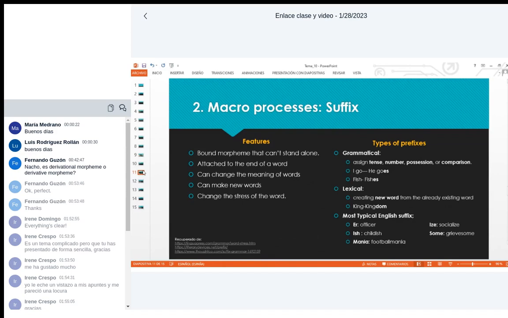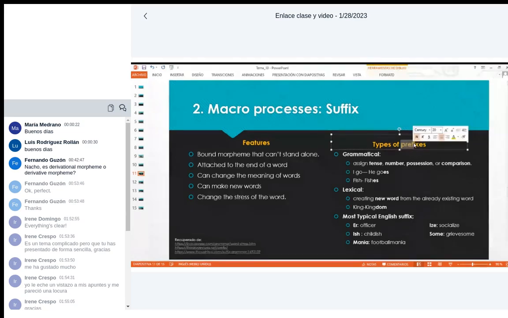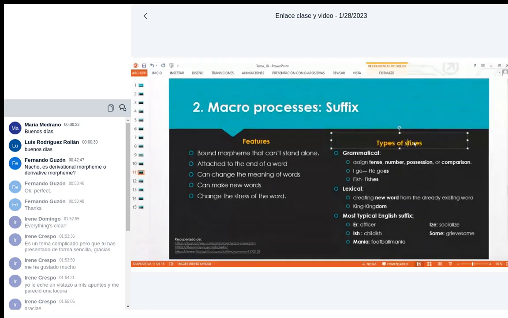Well, we have suffixes. I made a mistake. Suffix.